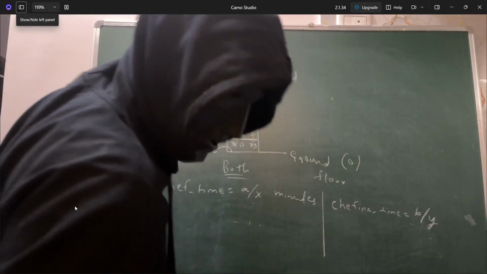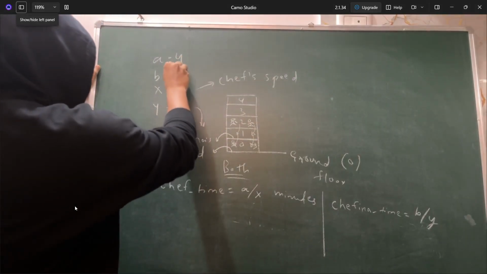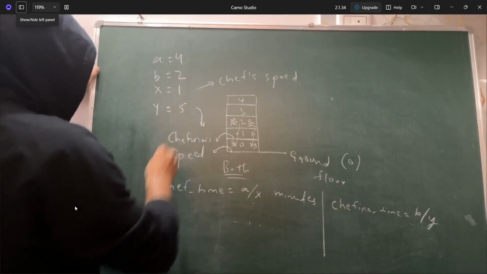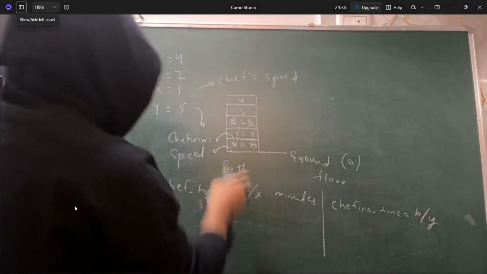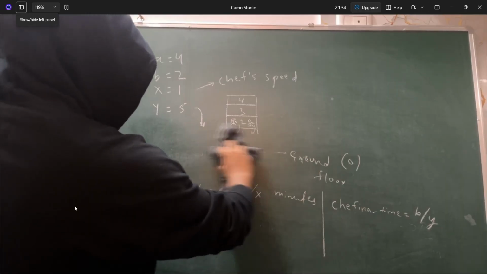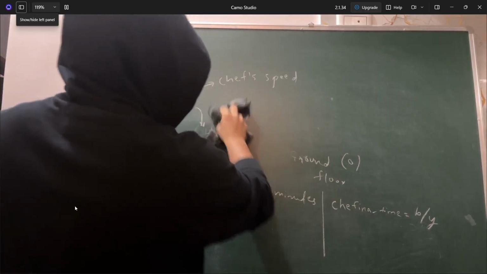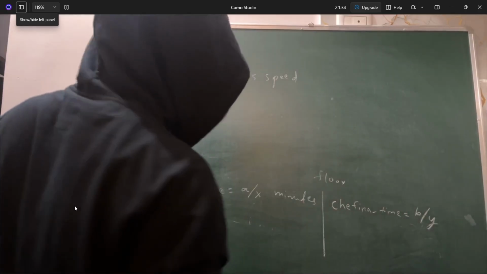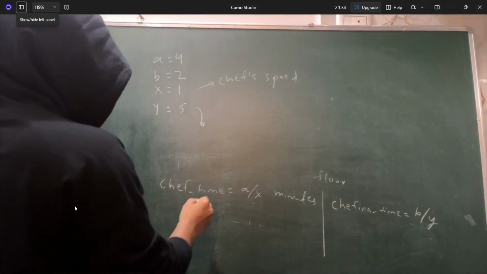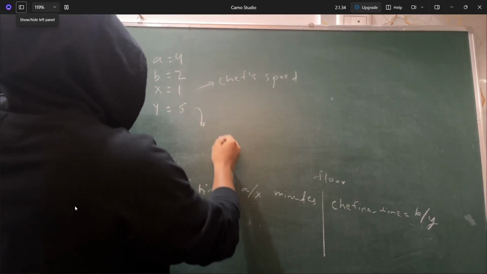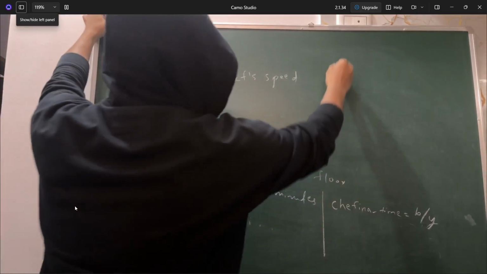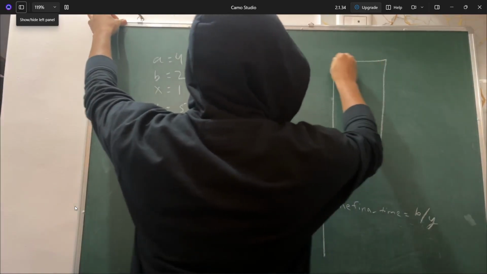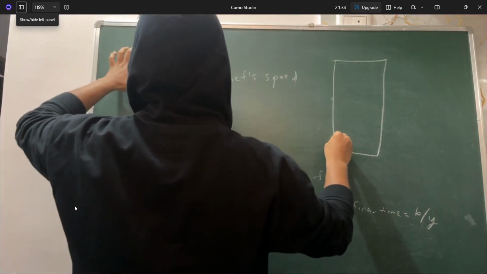So we have 4 2 1 5. Let me put one more thing here. I just wanted to visualize this example and then we can put in the formula. So Chef is at 4th floor. Let's take a building here, and Chefina is at second floor.